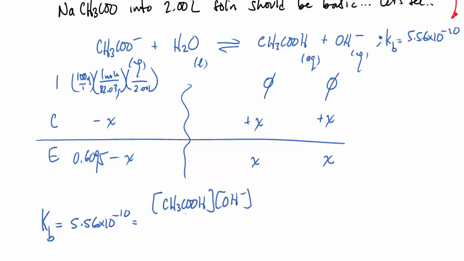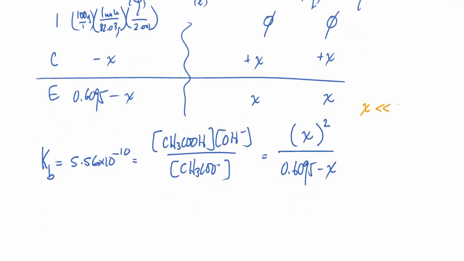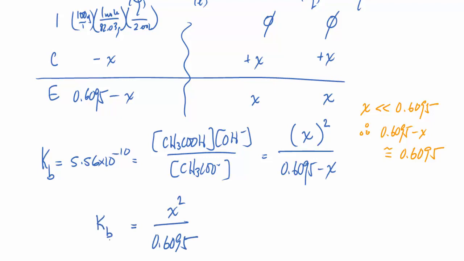So here's the Kb value, 5.56 by 10 to the minus 10. Write the expression properly, and then substitute the proper values, x squared over 0.6095 minus x. Let's make this easier by saying that x is small, much smaller than 0.6095, so the difference of them will still be just 0.6095, so we'll save the quadratic equation here.